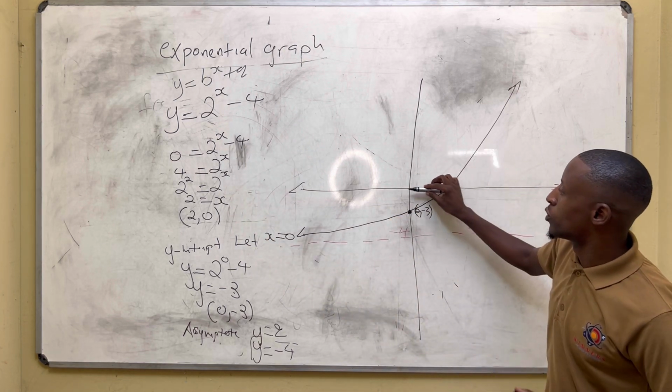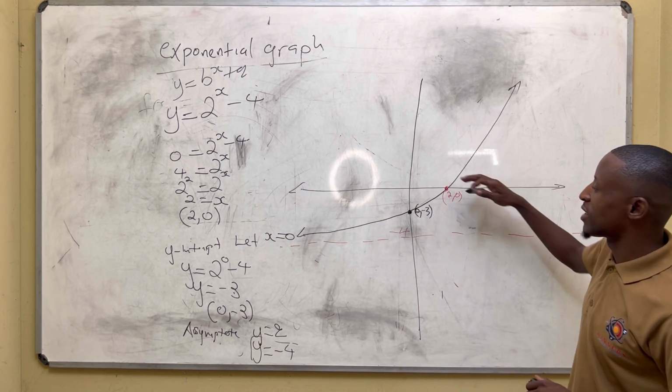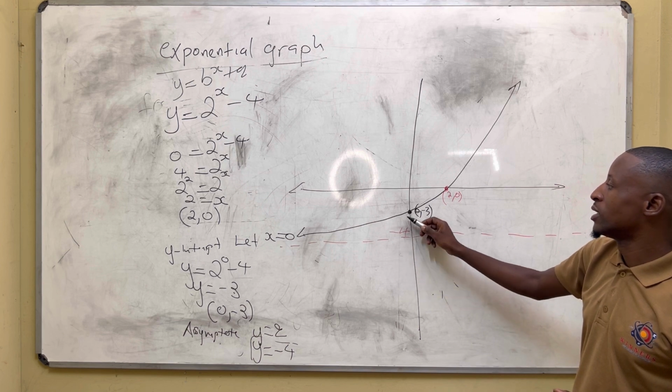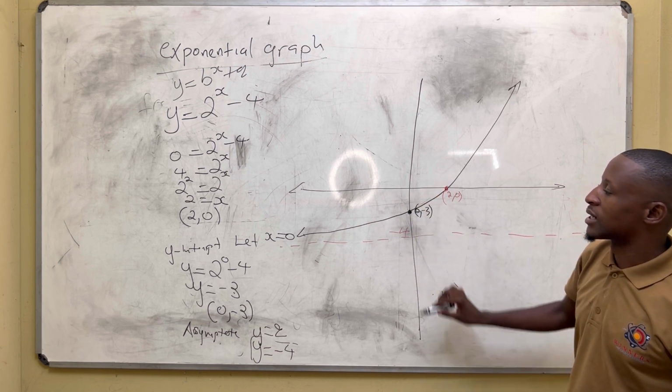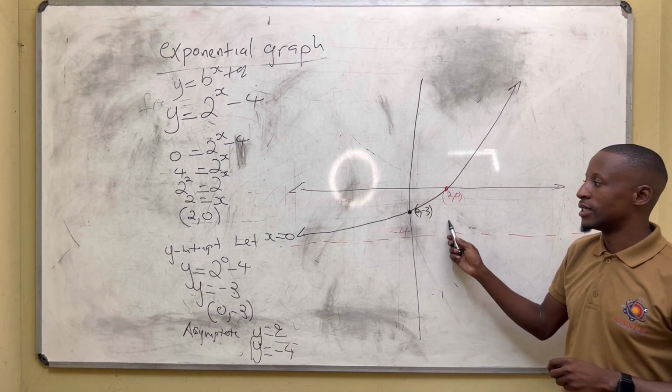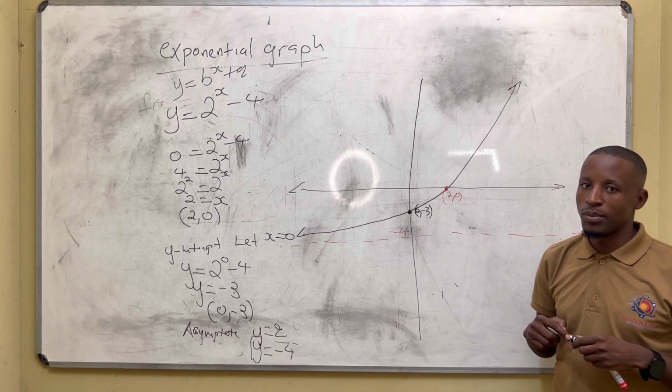So our asymptote originally it was here. After it is shifted 4 units down, same thing, the graph will shift 4 units down. This is how your graph is gonna be.